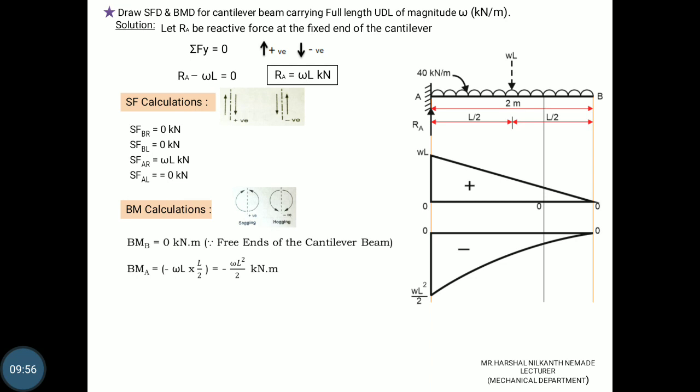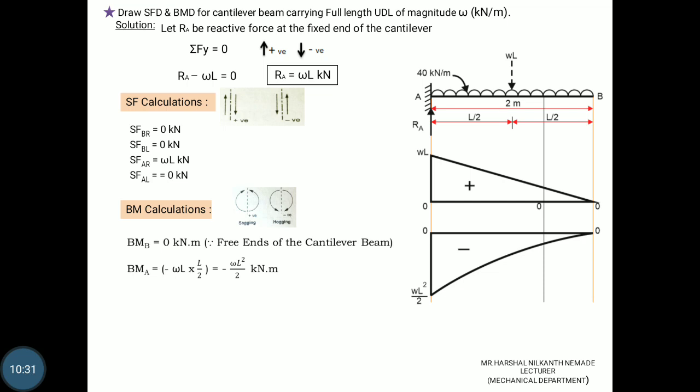Draw the SFD and BMD of a cantilever beam carrying a UDL of W kilonewton per meter. So let Ra be the reactive force of the cantilever. Summation of Fy is equal to 0. Ra minus WL is equal to 0. Ra is equal to WL kilonewton.